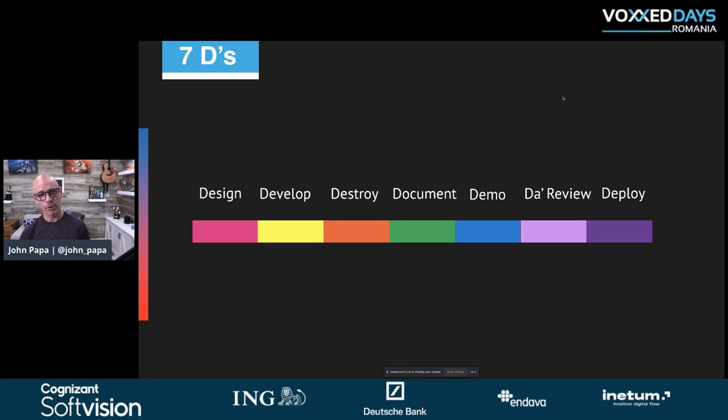Which of the 7Ds are you doing today, and which ones could you benefit from to make sure that you've got efficient code out there? What is your definition of done? For me, my definition of done is when all this is done and I deploy with confidence so I can turn off my computer and my phone and go home for the weekend and not worry about any problems.